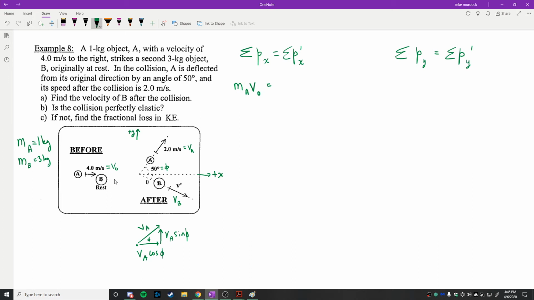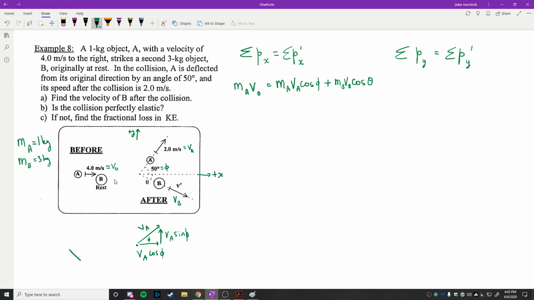So in the x direction, I would argue that the x momentum of this object is going to be ma times the velocity VA, which we don't know, times the cosine of that angle phi, which we do know. And then we need to sum up all the x momenta. So we also need mb times vb, and then times the cosine of the angle that it makes, which in this case is theta, right?